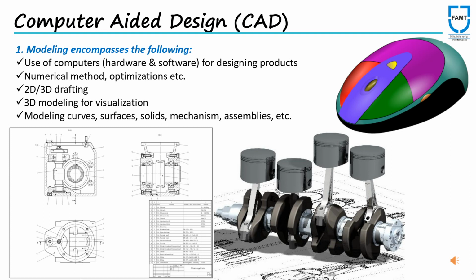I put three pictures on this slide, wherein the first picture shows 2D drafting, the second picture shows the animation of a 3D model, and the third picture shows a 3D model of a computer mouse. So these are the activities which come under the umbrella of modeling.